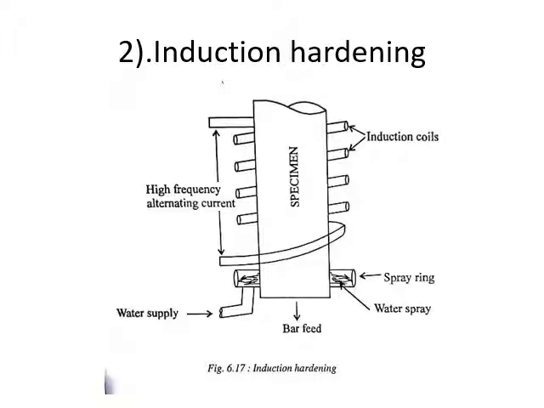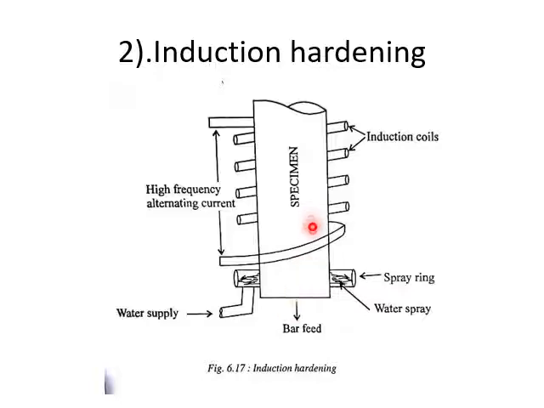Okay, so moving on, the next one will be the induction hardening. Here the way by which we heat the surface will be different. In the previous one we used the oxyacetylene flame. So here we are going to use an induction method in order to heat the specimen. You can see here the induction coils are surrounding the specimen, and the specimen is at the center, in the space provided inside the induction coils. At the bottom side we have a spray ring, which sprays the water. So water is supplied and sprayed over the specimen.